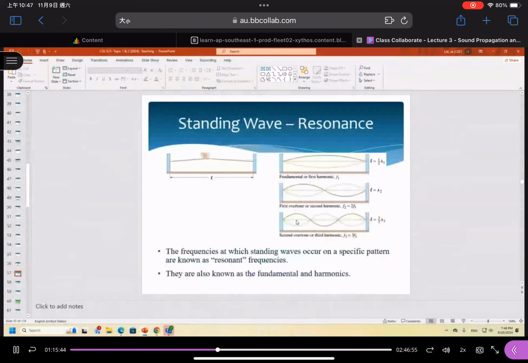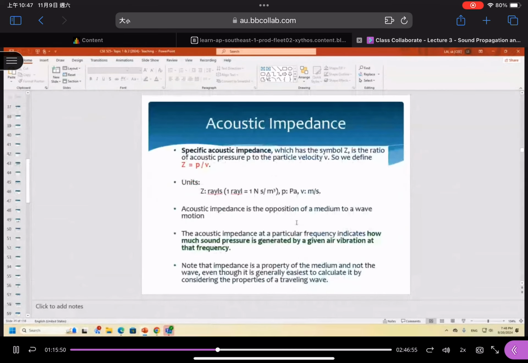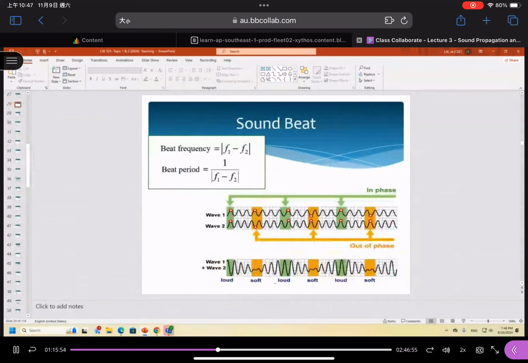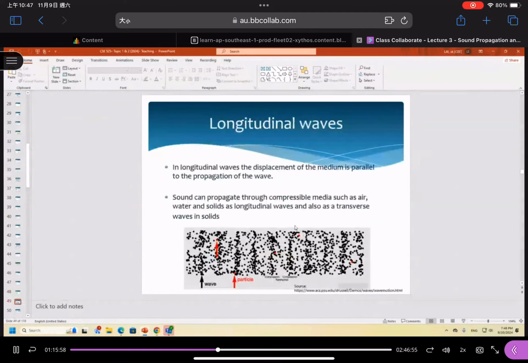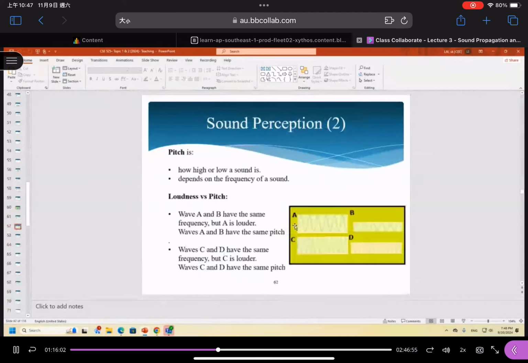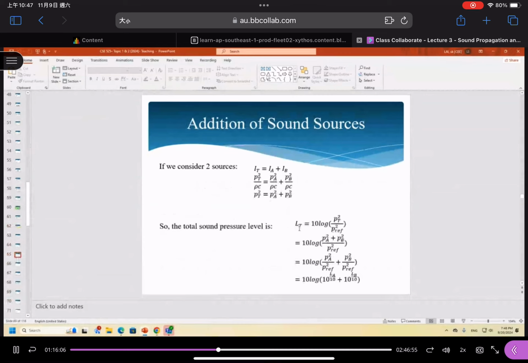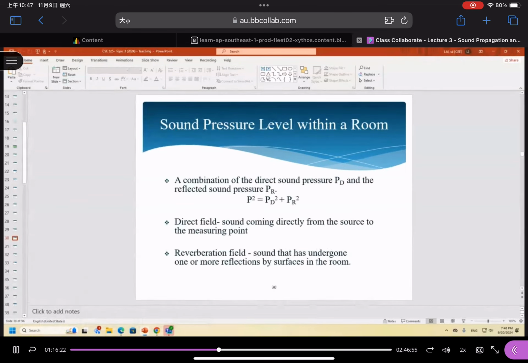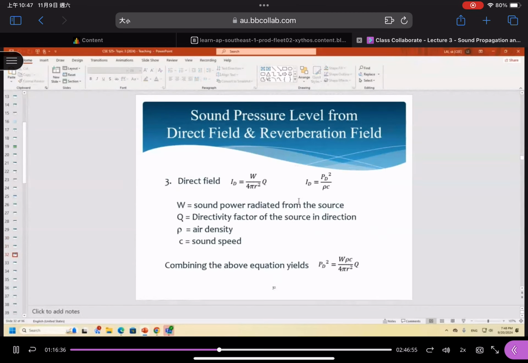Do you still remember that we have this one. If we consider just two sources, now we have two components, direct field and reverberation field. When we consider the first part here, we can construct this equation, correct? That's why we can write the total pressure squared equals the direct field pressure squared plus the reverberation field pressure squared. I could skip how to derive this one.